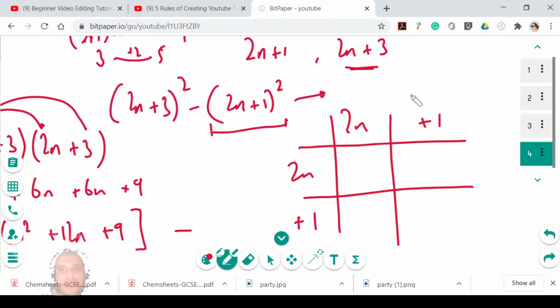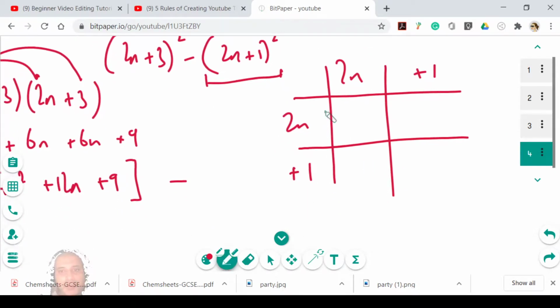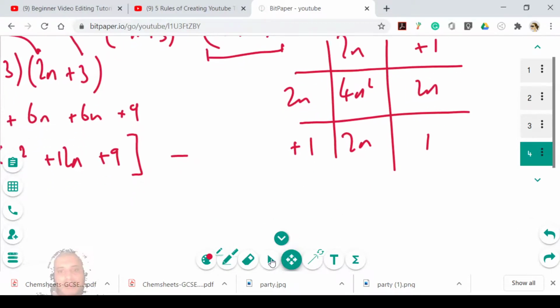Right, I'm just going to remove that, and this is another way of expanding double brackets. We'll end up with the same place: 4n squared, 1 times 2n is 2n, 2n and 1. And then you simplify them. 4n squared is 4n squared. Put square brackets. 2n add 2n is 4n. And I got my plus 1.